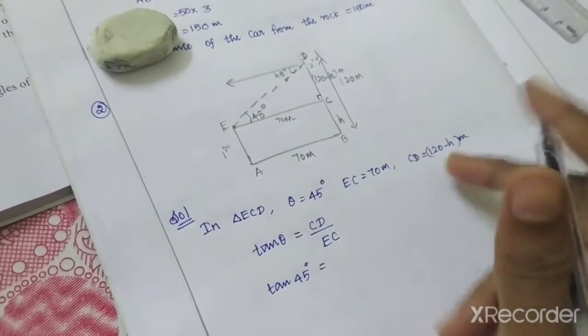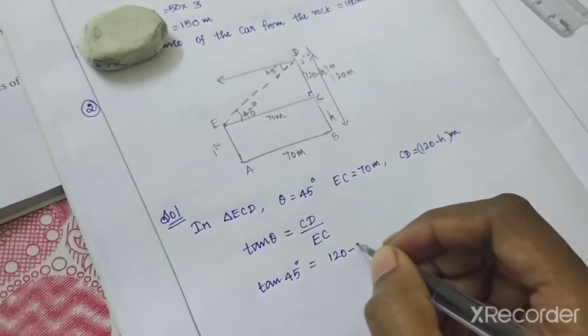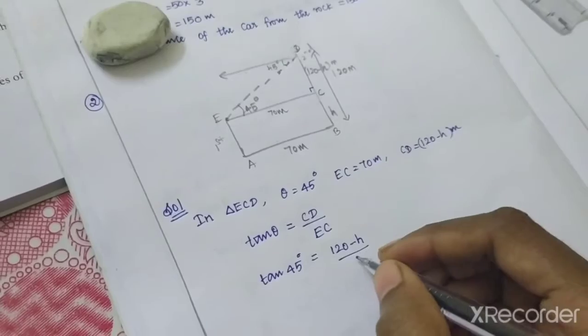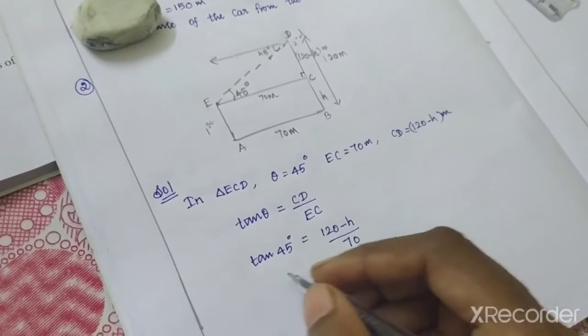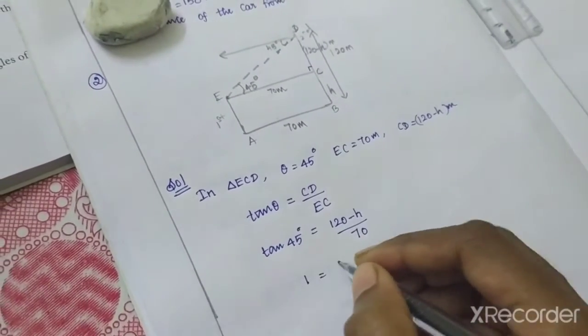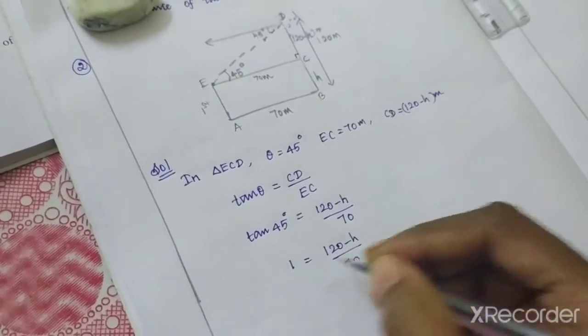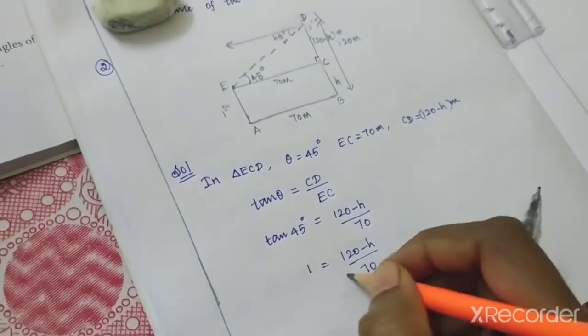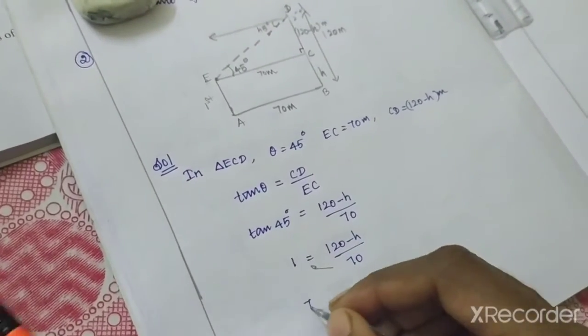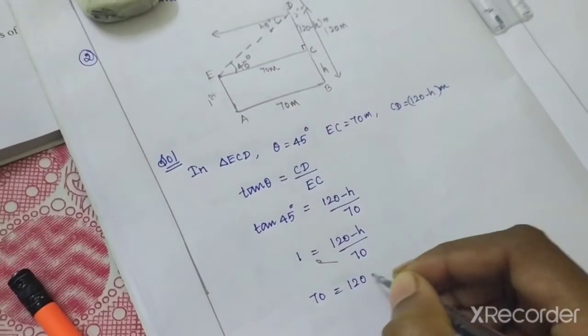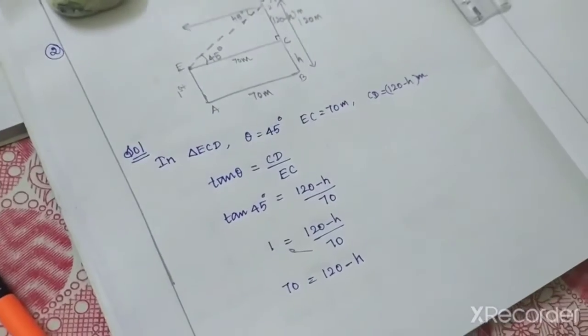Theta is tan 45 degrees, CD is 120 minus h, and EC is 70. Tan 45 degrees is 1. So 1 equals 120 minus h by 70. Cross multiplying, 1 into 70 is 70, so 70 equals 120 minus h.